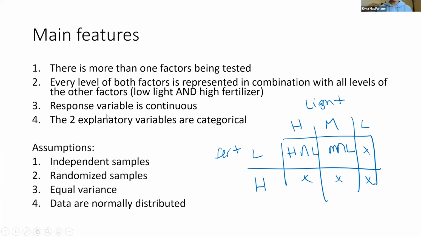Our response variable is continuous. That's the same thing as with the one-factor ANOVA. And the two explanatory variables are categorical. So these have to be categories. They can't also be continuous. The assumptions are, again, the same as from the one-way ANOVA: independent samples, randomized samples, equal variance, and normally distributed data.